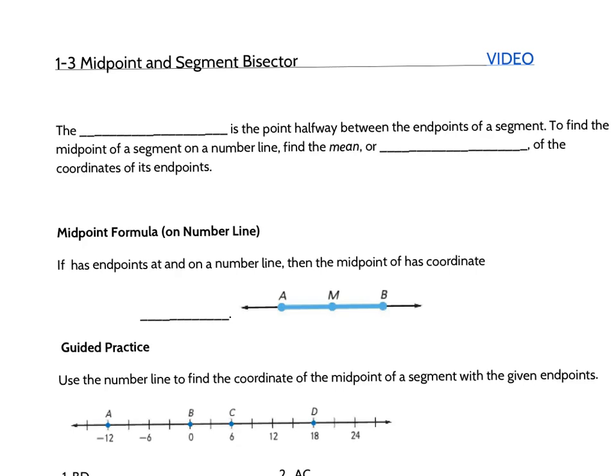Hello everyone. Today we're talking about midpoints and segment bisectors. So, to start things off, folks, the midpoint, much as we brought up yesterday, is the point halfway between the endpoints of a segment. To find the midpoint on a number line, we find the mean. The mean is also known as the average of the coordinates of the endpoints.